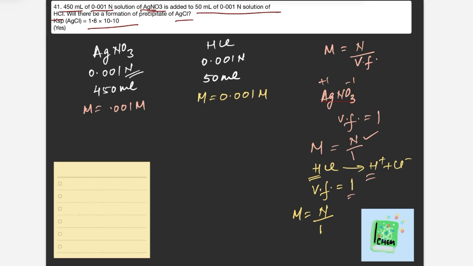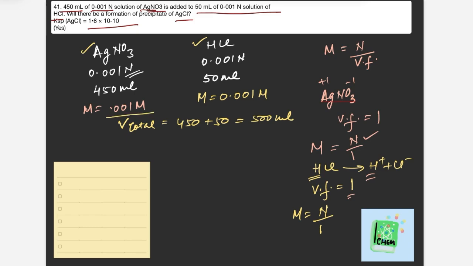Next step is that the two solutions are mixed together. This solution is mixed with this solution. So what will be the total volume of the solution? Total volume of the solution will be 450 plus 50, which is equal to 500 milliliter. Now in the total volume of the solution, Ag plus ions are present, H plus ions are present, nitrate and chloride ions are also present. But since the volume of the solution has changed, molarity of the solution will change.